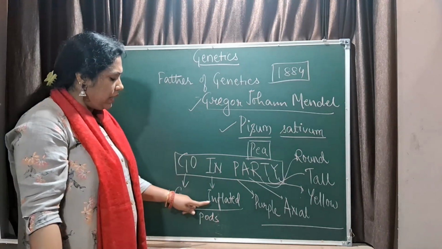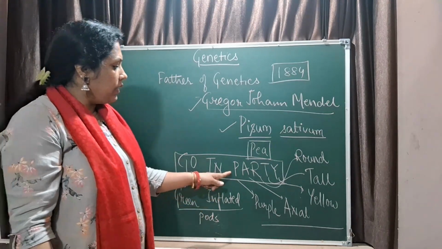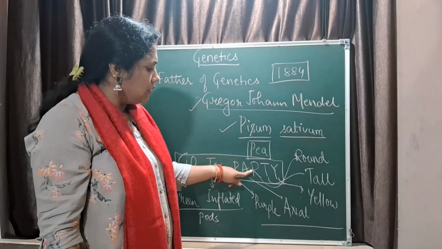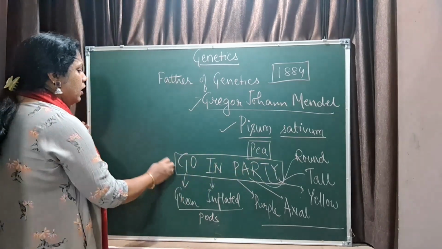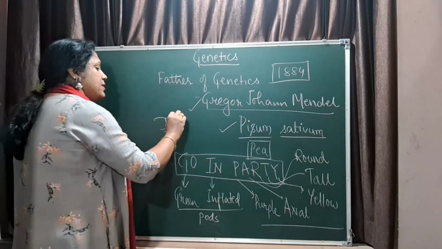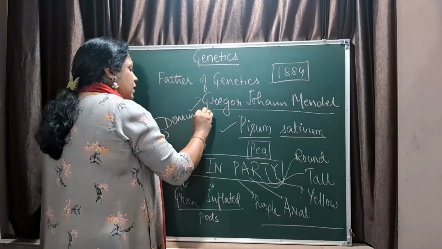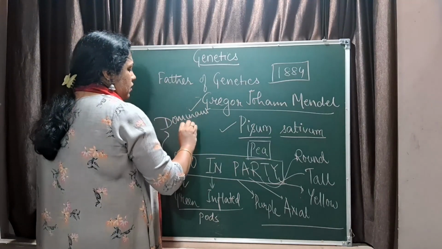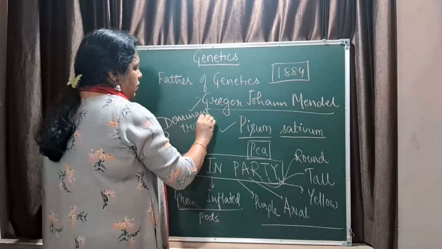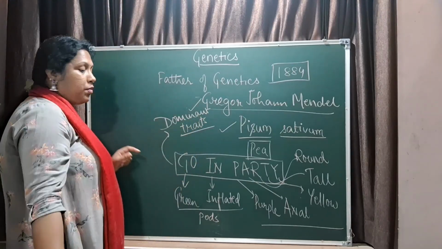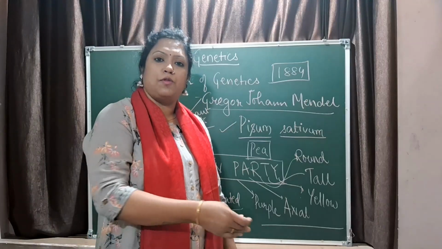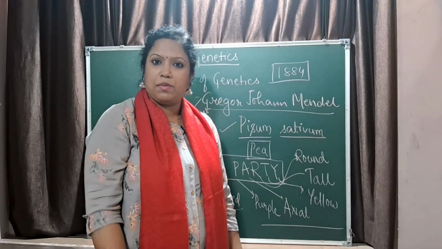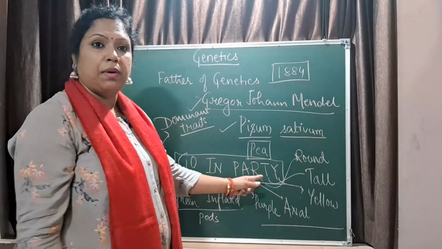So green and inflated pods, then you have purple, axial, round, tall and yellow. These are all dominant traits, very important. Okay, the questions can be very important. Questions can be asked: identify the odd one out, in which a few can be dominant traits and one can be recessive. Remember, go in party.